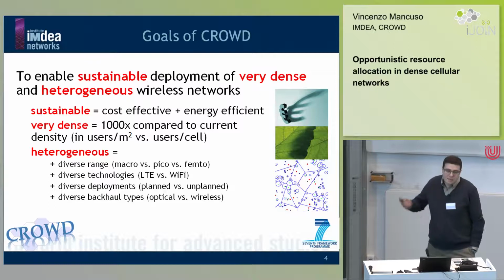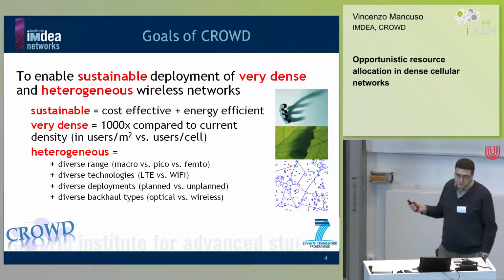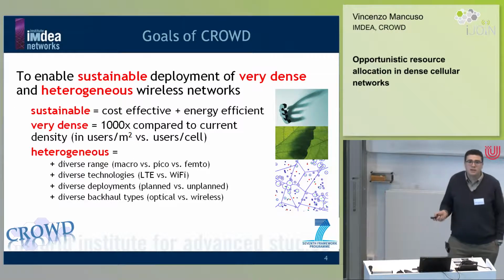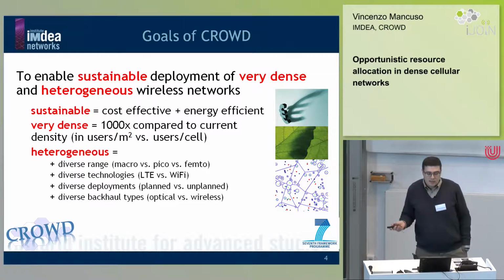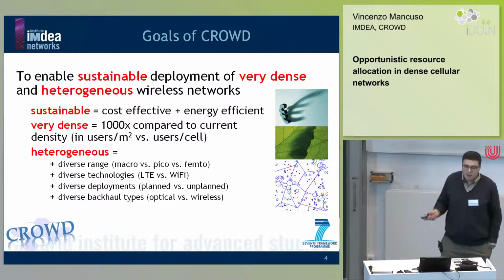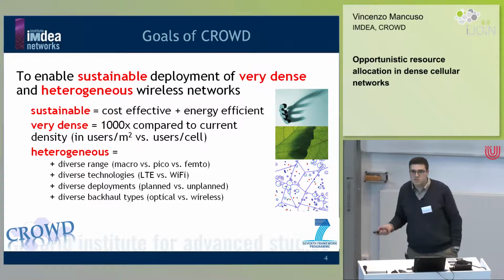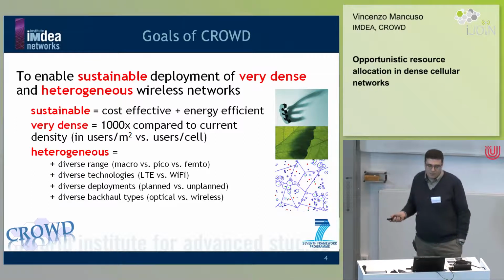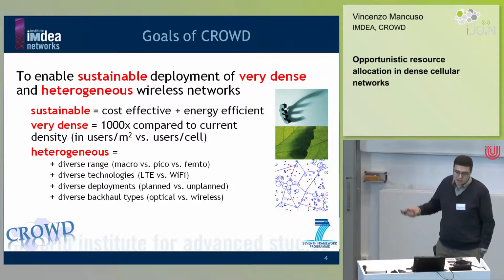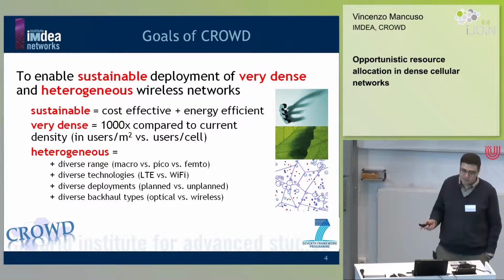Well, let's start with the motivation of the project and the goals of the project. We have wireless networks that are becoming crowded, very crowded every day, more and more. These very dense networks are going to be heterogeneous in terms of size of the cells, in terms of users, in many kinds of parameters, including the range, the technologies, the kind of backhaul that you use behind the access network.